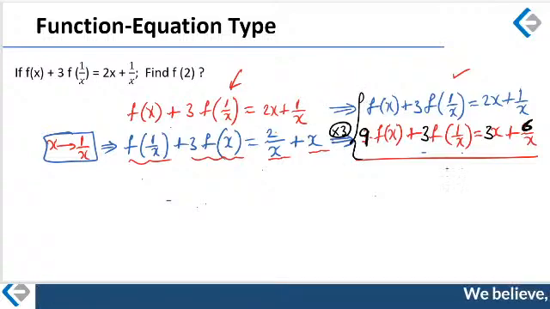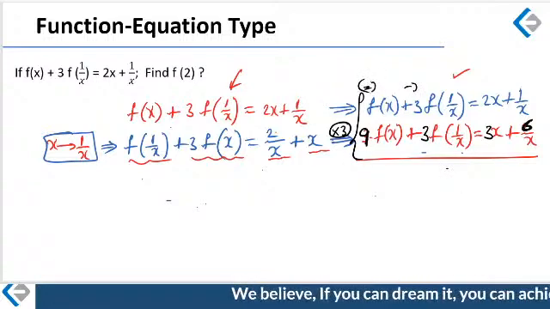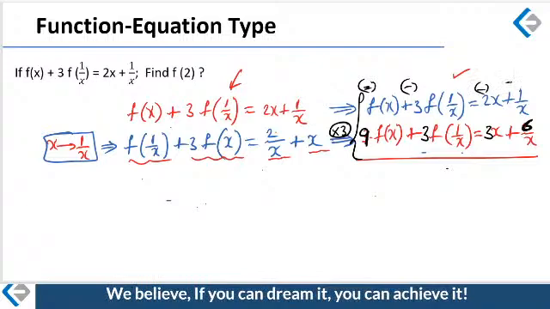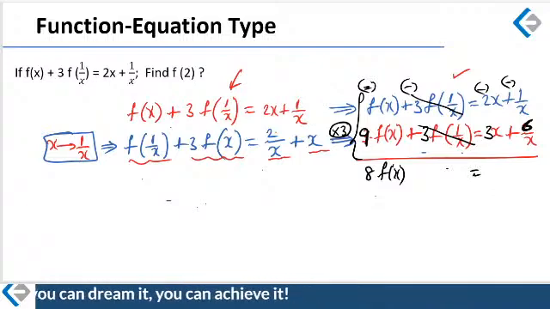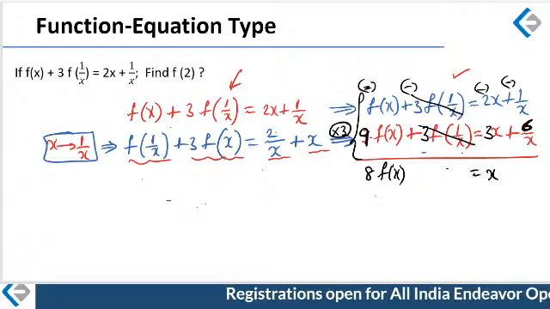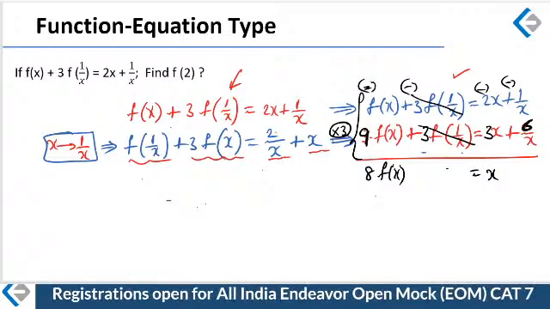Solve. What do you mean by solve? Subtract the first equation from the second equation. If I subtract, this is 9 minus 1, which you write as 8 times f of x. The plus and minus terms get cancelled, which is also equal to 3x minus 2x, which has become x, and 6x minus 1 by x, which has become 5 by x. Now this is what you end up getting.